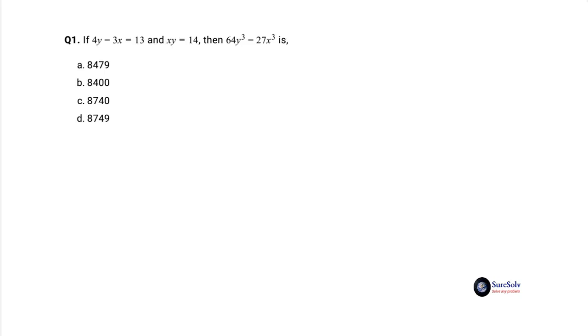Identify that in the subtractive target expression, cube terms are cube of 4y and cube of 3x, when the given expression also is subtractive 4y minus 3x. That makes your job simple. You have to evaluate just a subtractive sum of cubes. Assume p equal to 4y and q equal to 3x for convenience.